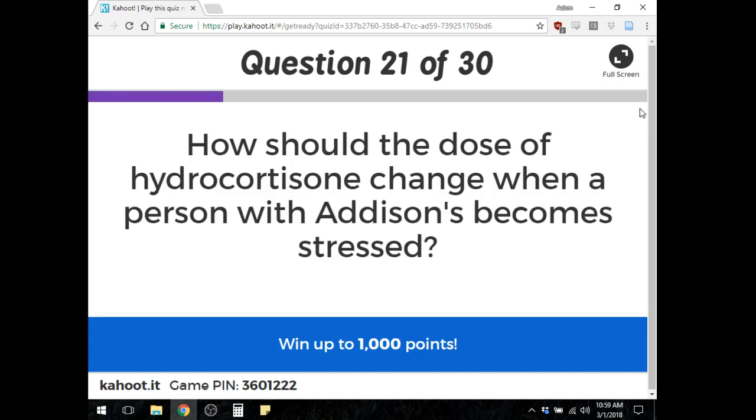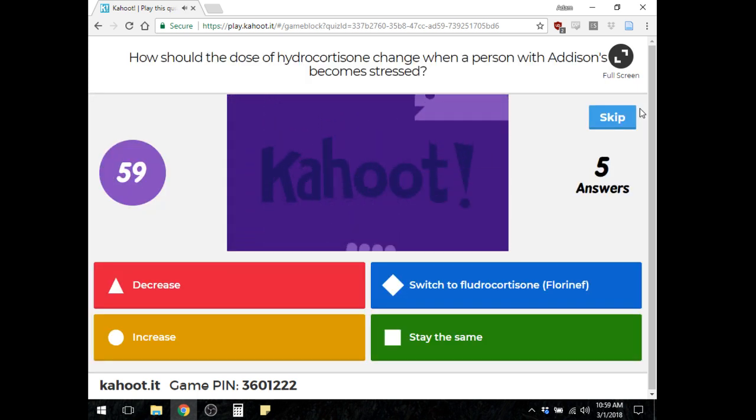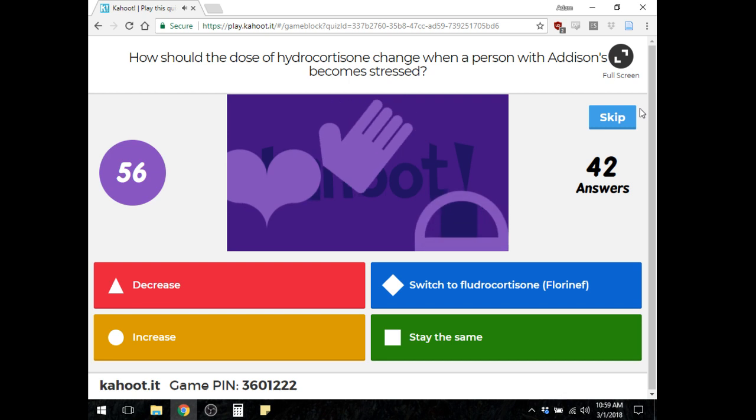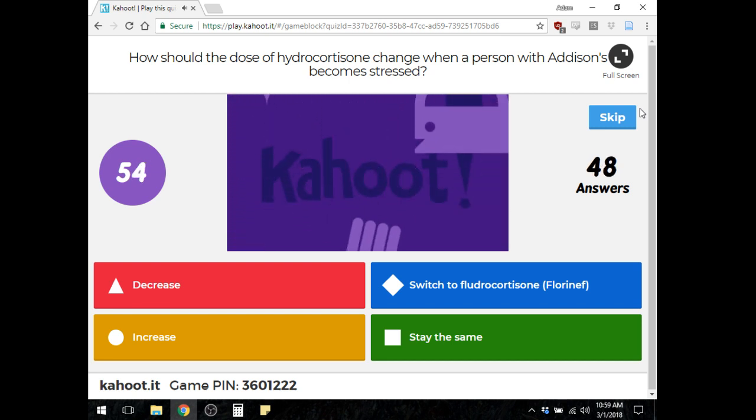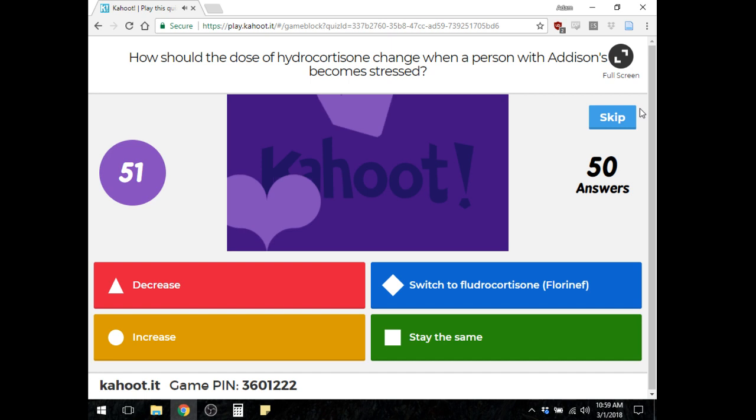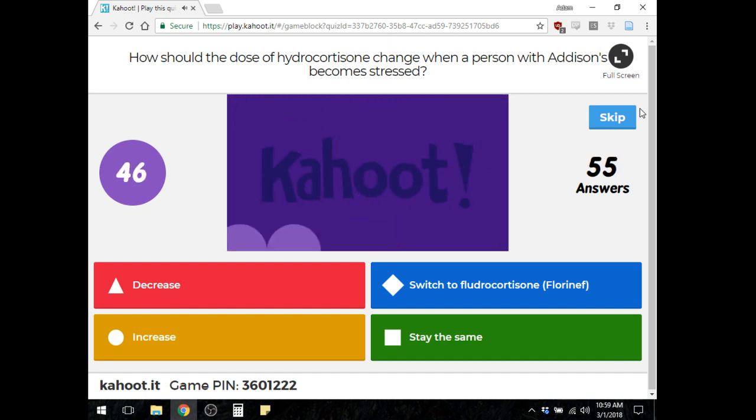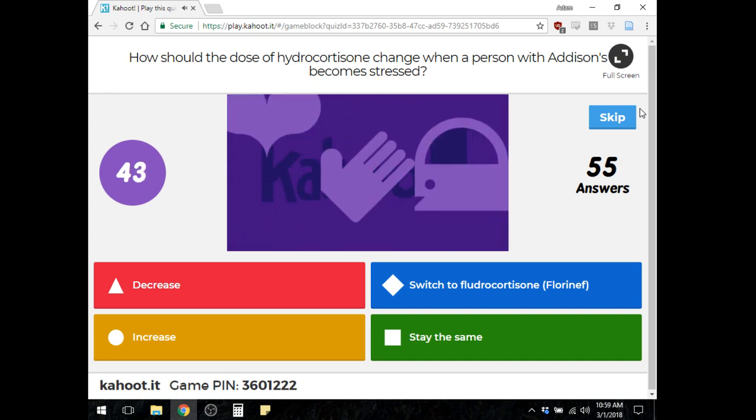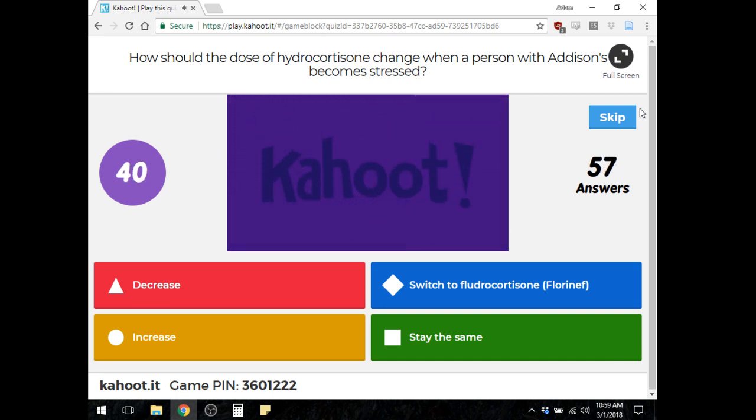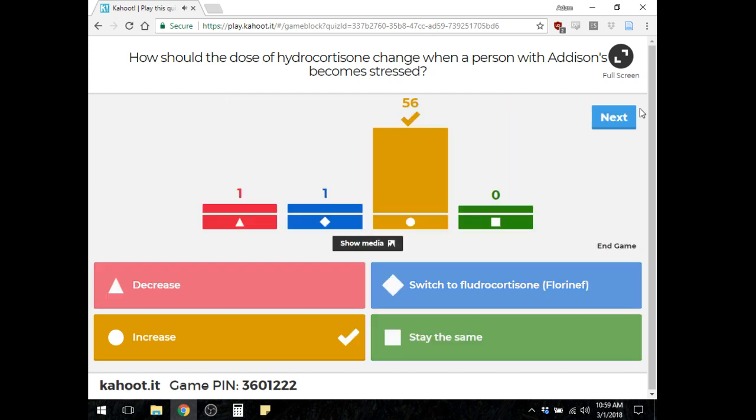How should the dose of hydrocortisone change when a person with Addison's disease becomes stressed? Say they have a Pharm test coming up in 3 days, or it's Sunday night and they realize they haven't studied for the Pharm test. Absolutely. So it needs to increase, right? Because what would our normal adrenal glands do in this situation? Increase production, right? It would increase cortisol production when we're stressed out. So it would not be to decrease.